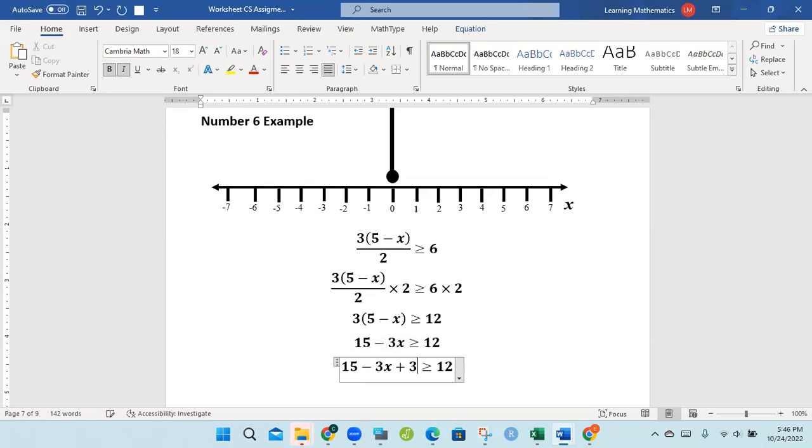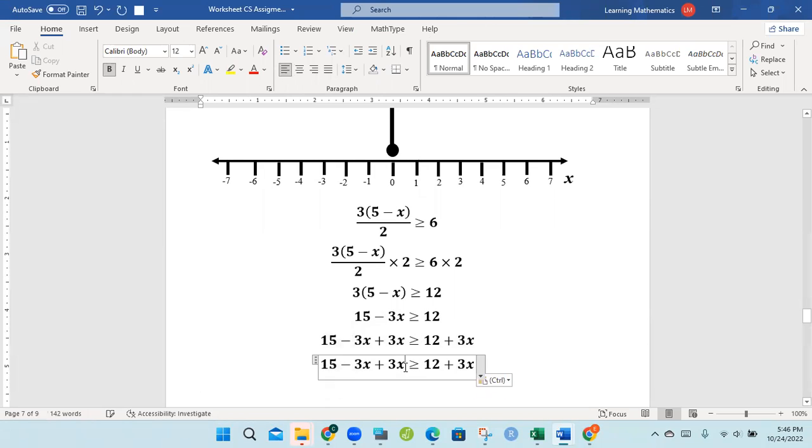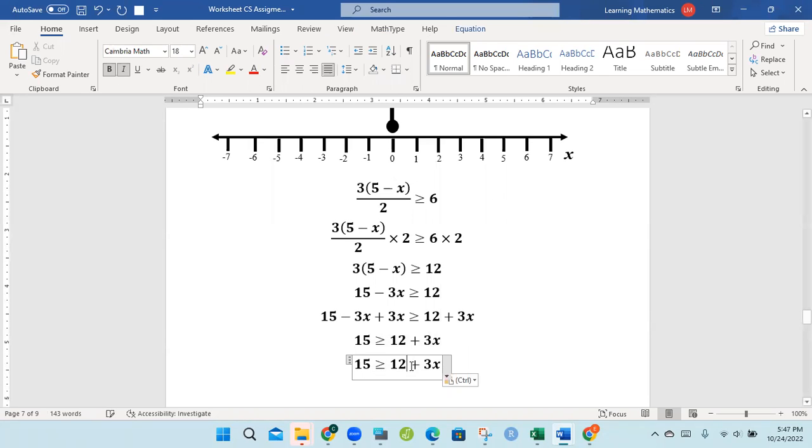I'm going to add 3x on the left. That will cancel out negative 3x, but I have to add 3x on the right. So this now will leave us with just a 15 on the left side, and then we have a 12 plus 3x on the right side. Now we have to cancel out 12, because we're trying to get x by itself. So to cancel out 12, we have to subtract 12. 12 subtract 12 will give us 0. If we subtract 12 on the left, we have to subtract 12 on the right.